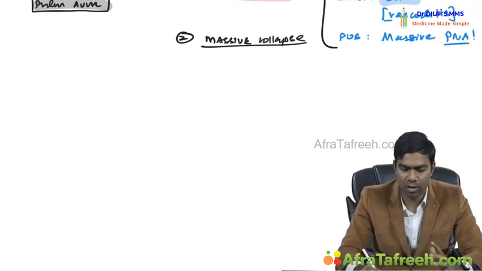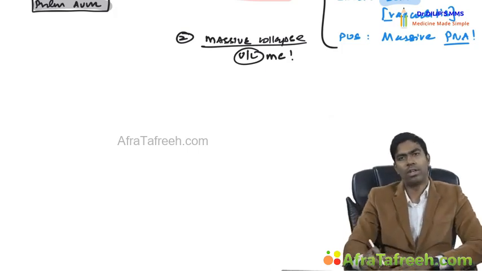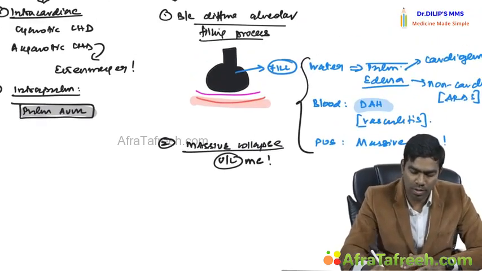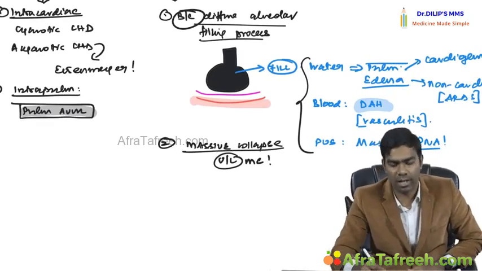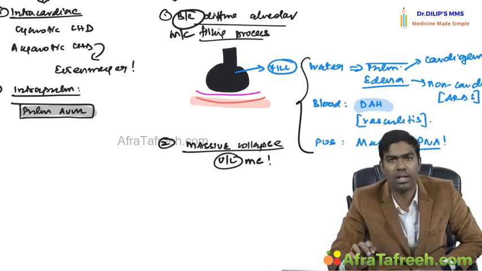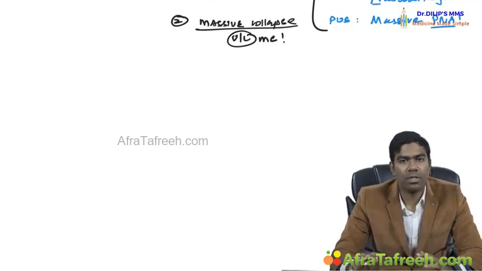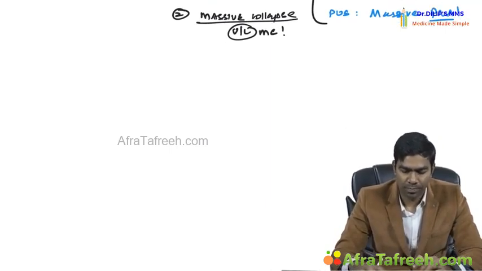Usually conditions that cause massive collapse will be unilateral most commonly. I'm not saying always, but most commonly it will be unilateral. As I told you, this diffuse alveolar filling process will be bilateral most commonly. Like that, your massive collapse will be most commonly unilateral in location. So what are the examples of massive collapse?